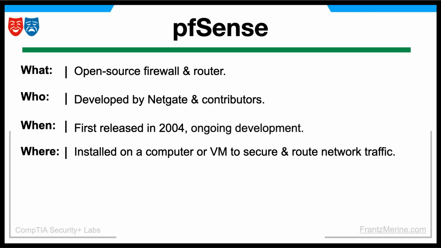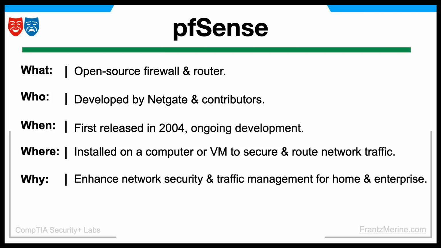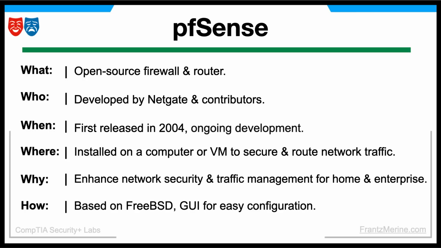pfSense can be installed on a dedicated computer or virtual machine like we have on VirtualBox to secure and route network traffic. pfSense is used to enhance network security, manage and control network traffic, and provide advanced features for both home and the enterprise. pfSense is based on the FreeBSD operating system, a Unix-like system, and utilizes a web-based graphical user interface for configuration and management, making it user-friendly and accessible to a wide range of users.